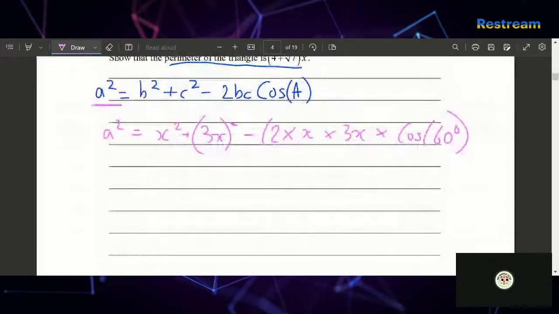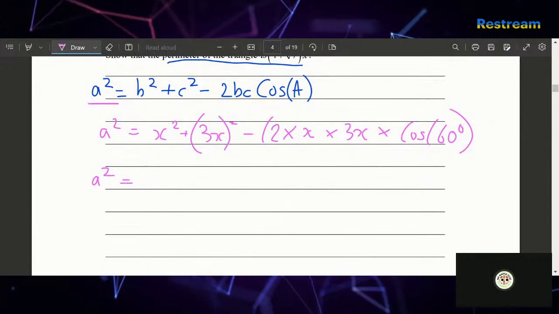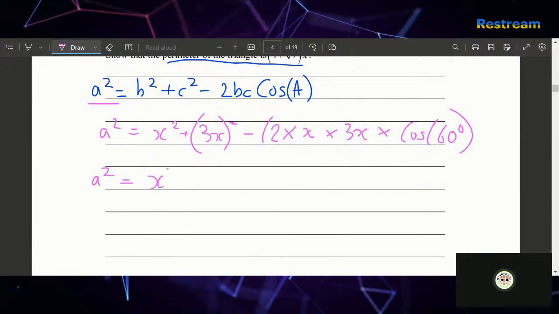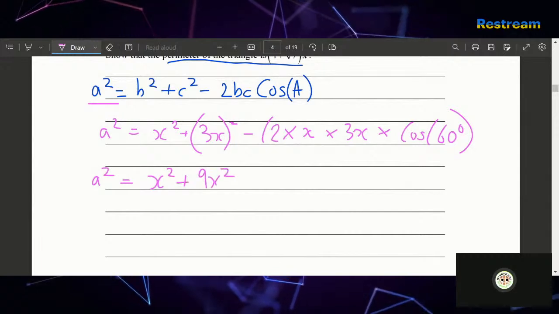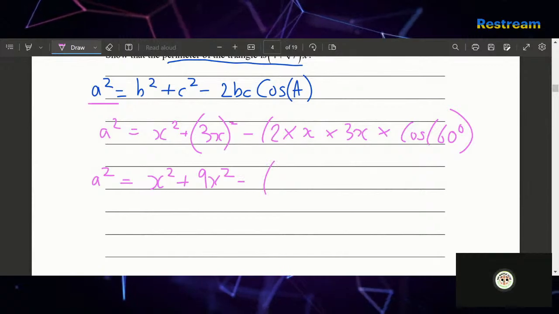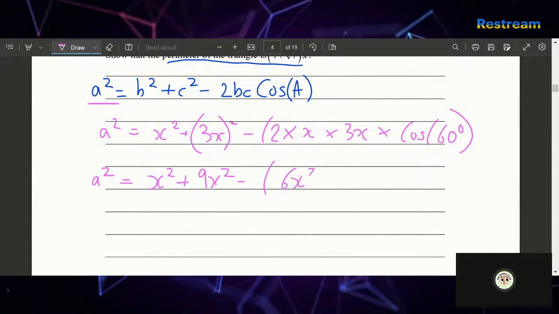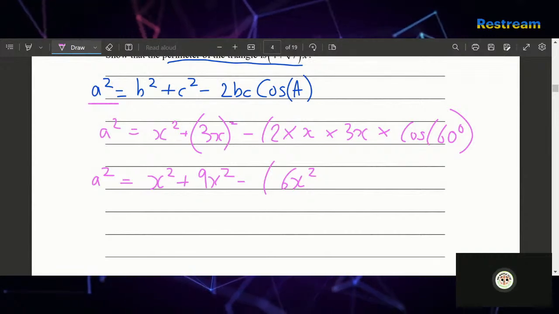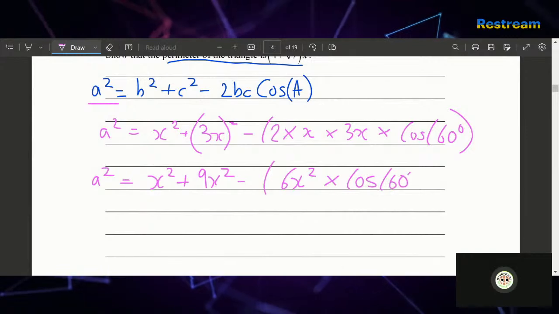So this is what we're working on. a squared is equal to x squared, which is just x squared, plus (3x) squared, which gives you 9x squared. And in the brackets, we've got 2 times x times 3x, which gives you 6x squared, and you have to multiply this by cos 60.